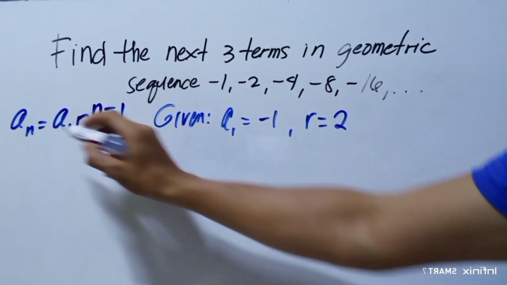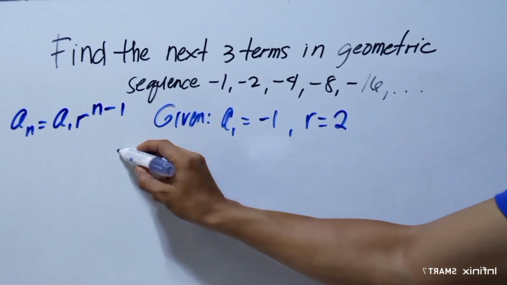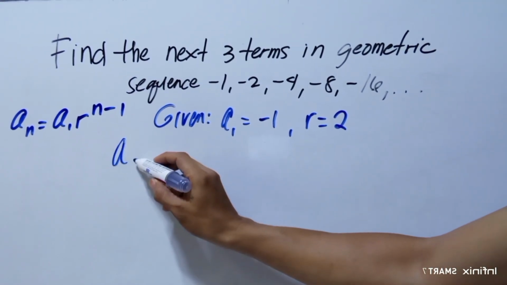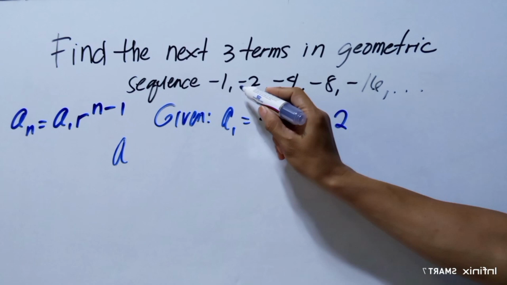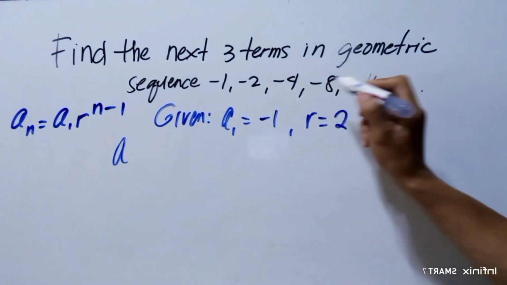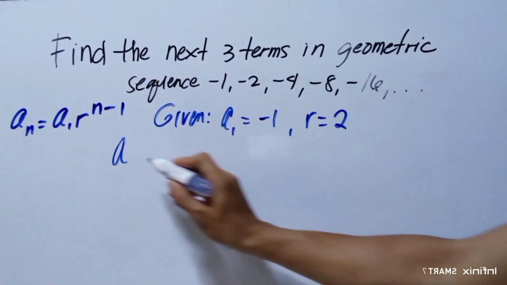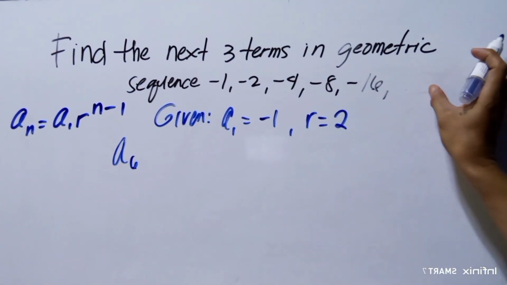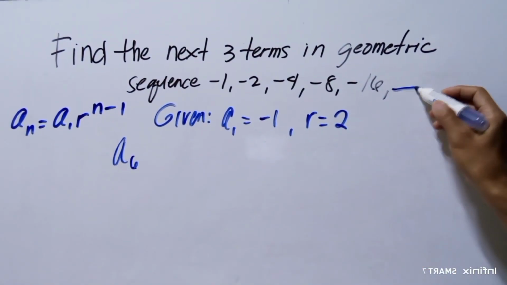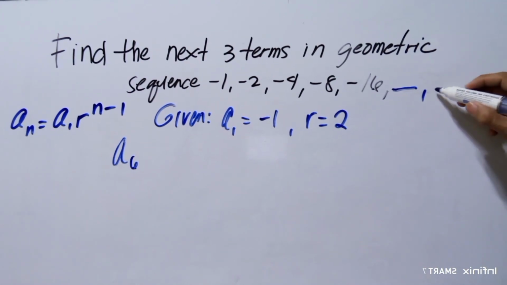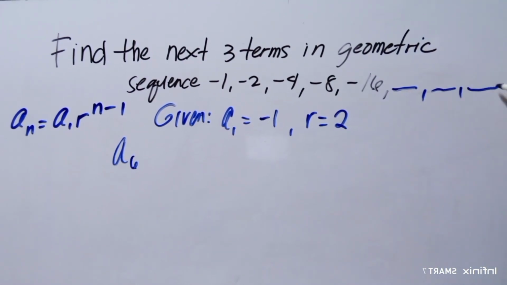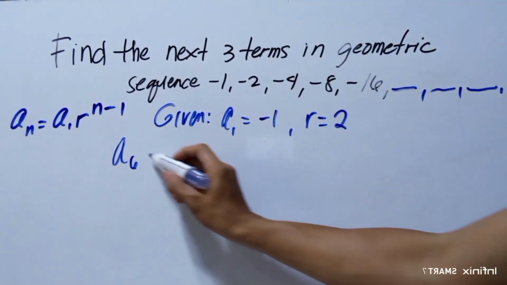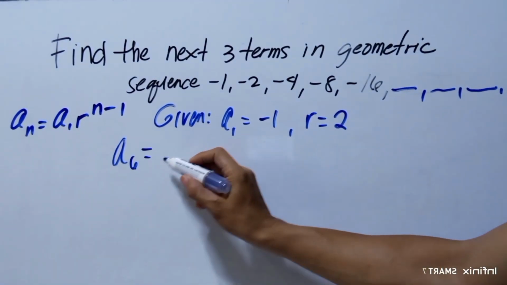Okay, so we will use this formula again, si a sub n. Dito natin ha, pang 6th term. First, second, third, fourth, fifth. Okay, hanapin natin yung pang 6th term, pang 7, at saka yung pang 8. Yun kasing hanapin natin dyan. So, a sub 6, pang 6th term.